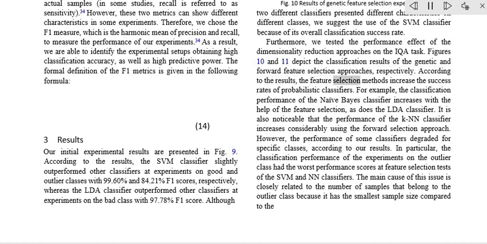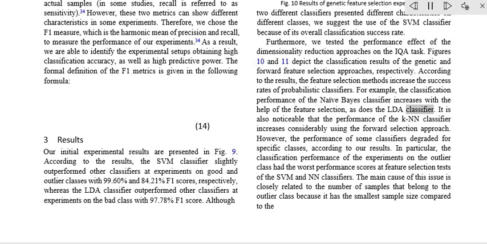According to the results, the feature selection methods increase the success rates of probabilistic classifiers. For example, the classification performance of the naive Bayes classifier increases with the help of the feature selection, as does the LDA classifier. It is also noticeable that the performance of the KNN classifier increases considerably using the forward selection approach. However, the performance of some classifiers degraded for specific classes, according to our results.